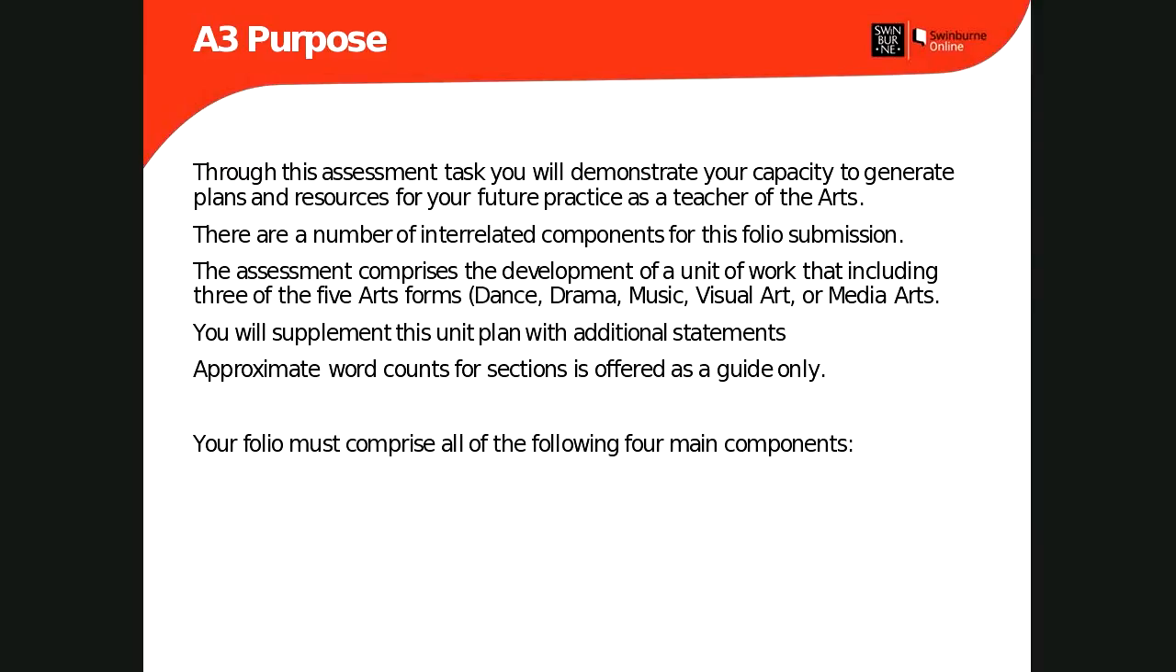It is a unit of work and it must include 3 of the 5 arts forms. That's dance, drama, music, visual art or media arts. So make sure that you do choose 3 different art forms, and you will use each one of those art forms for a lesson for 3 weeks. So it's 3 lessons for 3 weeks. That would be a total of 9 lessons.